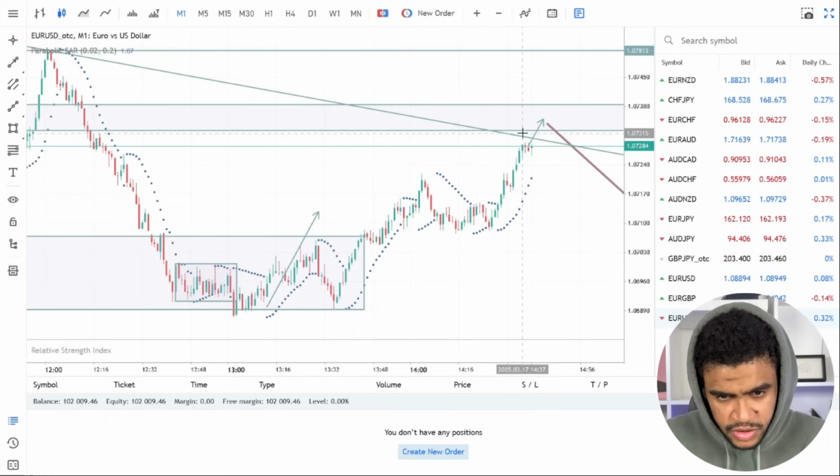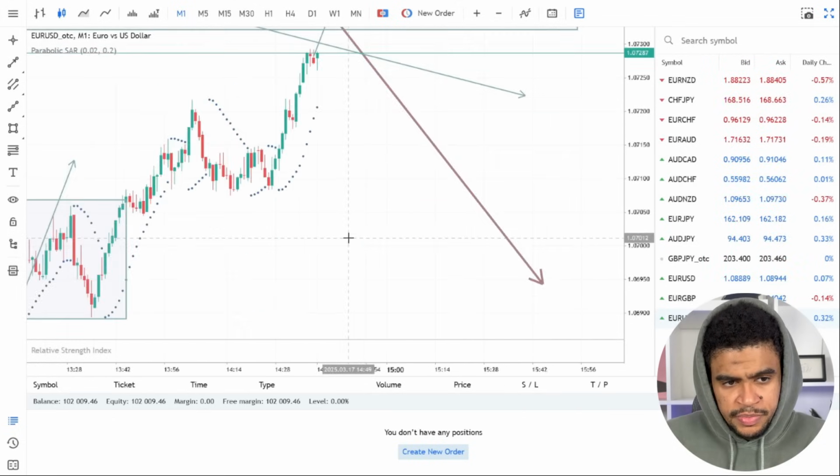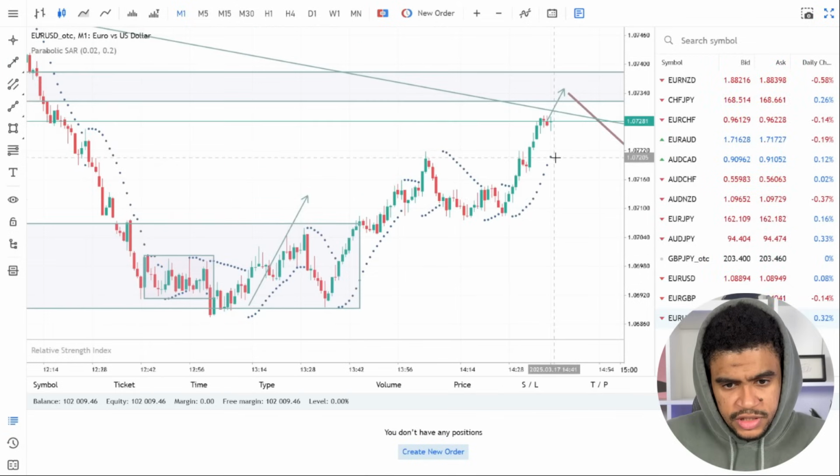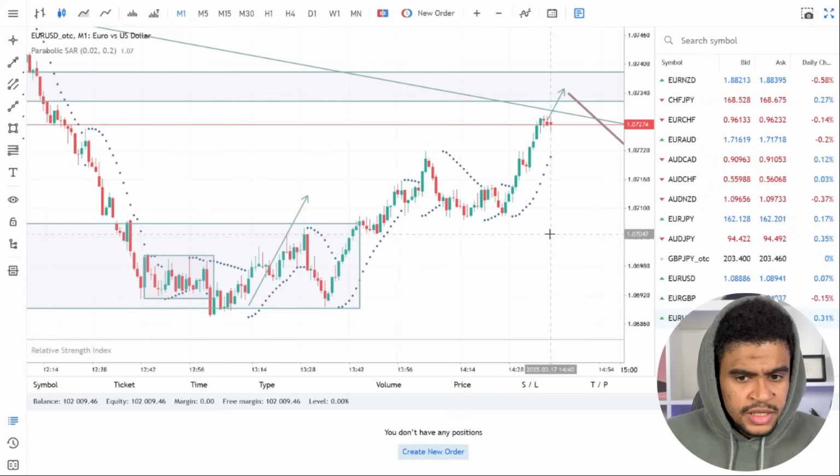So as you can see, we're right at the trend line. Even on the 1 minute time frame, parabolic SAR is still showing us an upwards signal, because as you can see, it's still printed below the price.